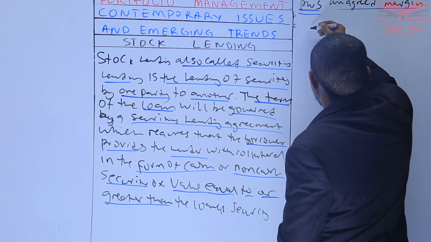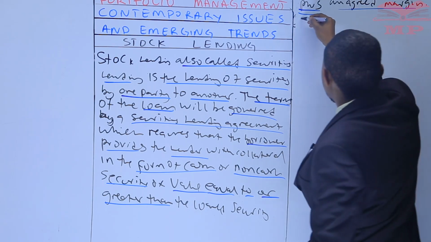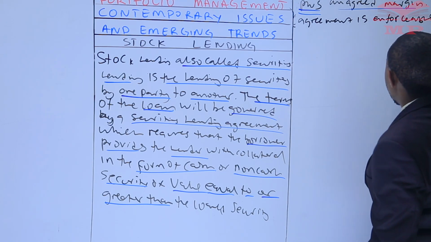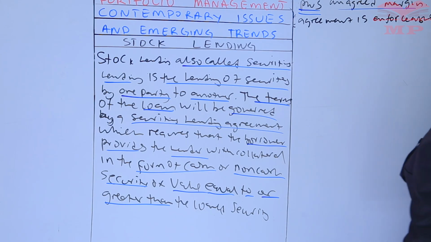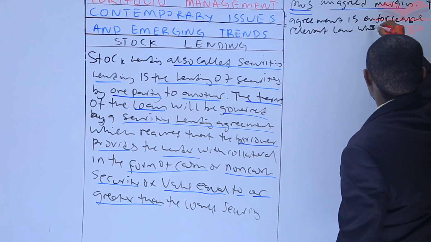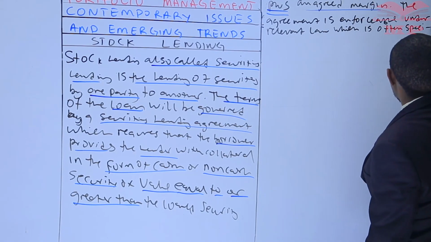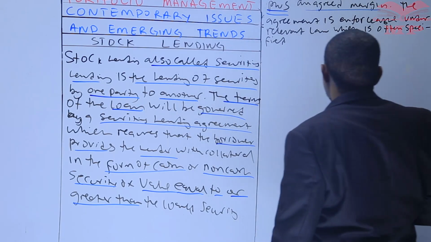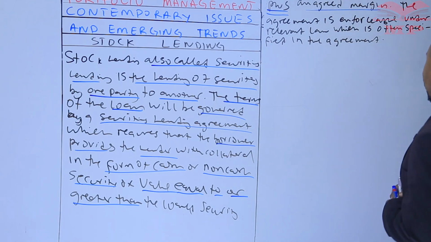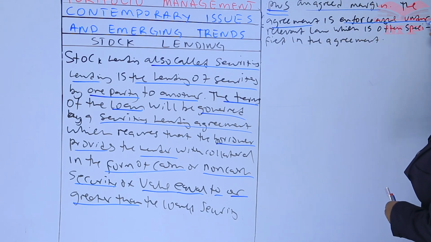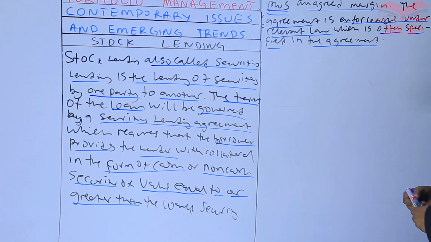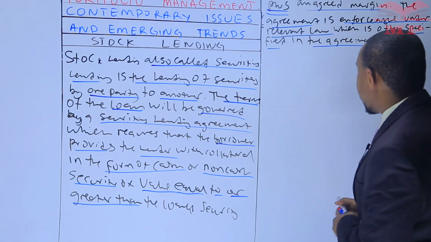Before we draw the diagram, I can say that the agreement is enforceable under relevant law, which is often specified in the agreement. So this is the way securities lending or stock lending occurs.